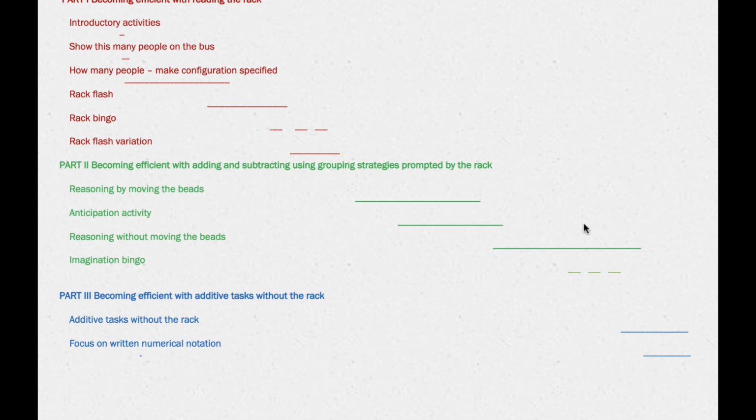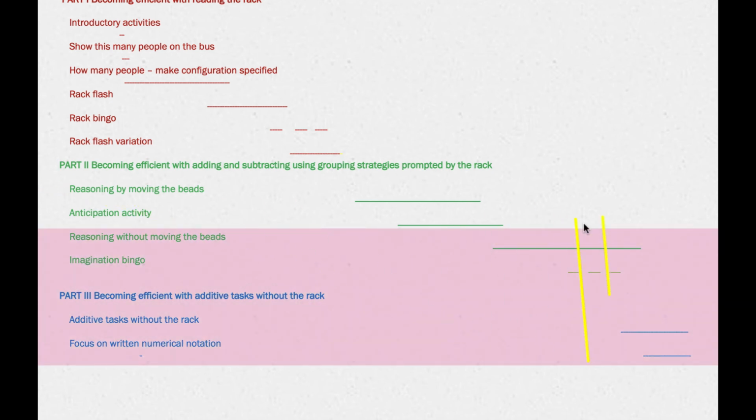As this timeline shows, Parts 2 and 3 of the sequence overlap. That's deliberate. The intention is that activities from Part 3 are introduced and begin to be used while the latter activities from Part 2 are still being used. For example, a lesson might consist of several tasks where the teacher uses her rack to post the tasks that students solve entirely mentally, followed by several tasks posed in a story context entirely without the rack.